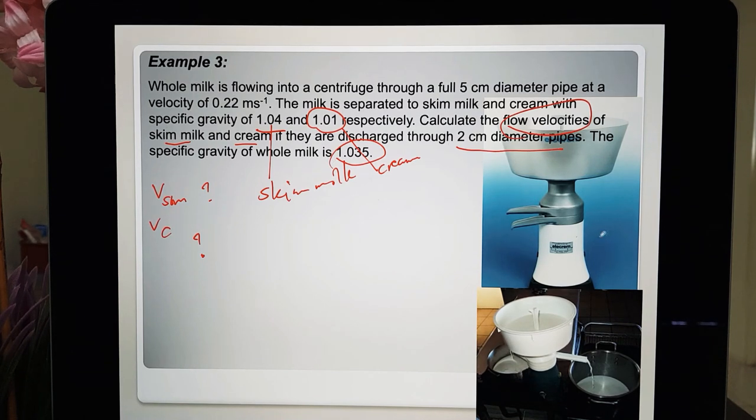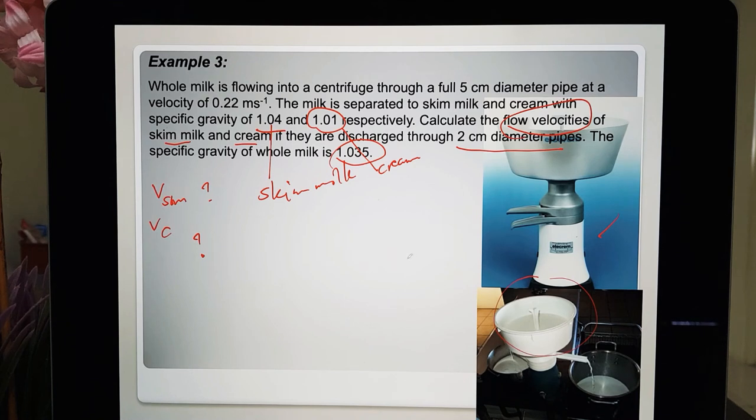This picture shows the separation of whole milk into milk and cream. Sometimes you will see a product labeled as skim milk, and some product labeled as heavy cream. So this is the centrifuge that is responsible for separating the milk into skim milk and cream.